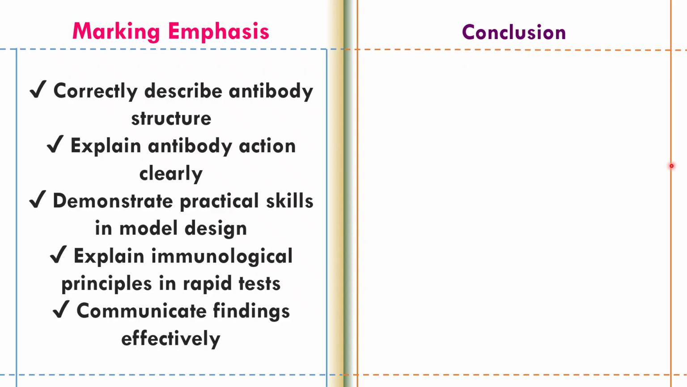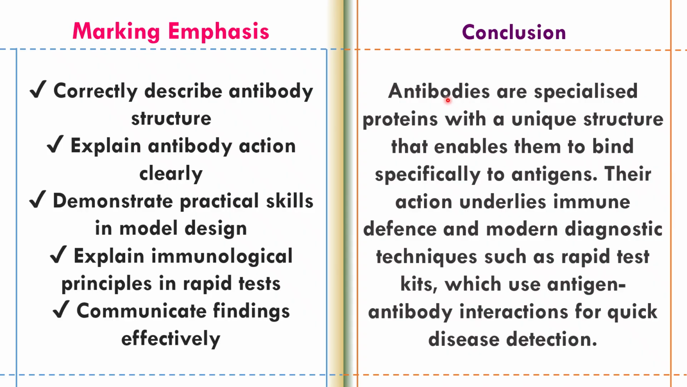Conclusion. Antibodies are specialized proteins with a unique structure that enables them to bind specifically to antigens. Their action underlies immune defense and modern diagnostic techniques such as rapid test kits, which use antigen-antibody interaction for quick disease detection.